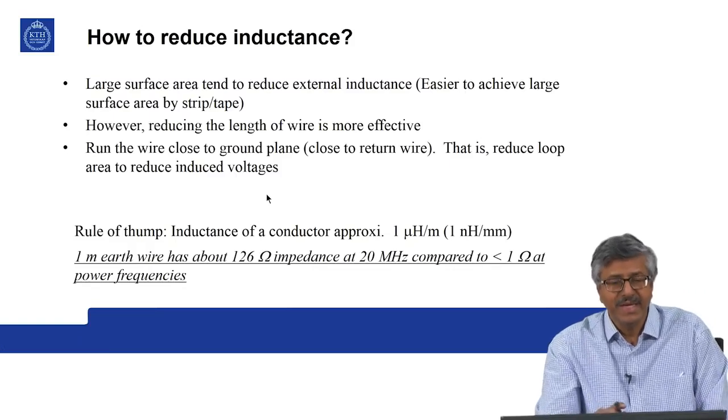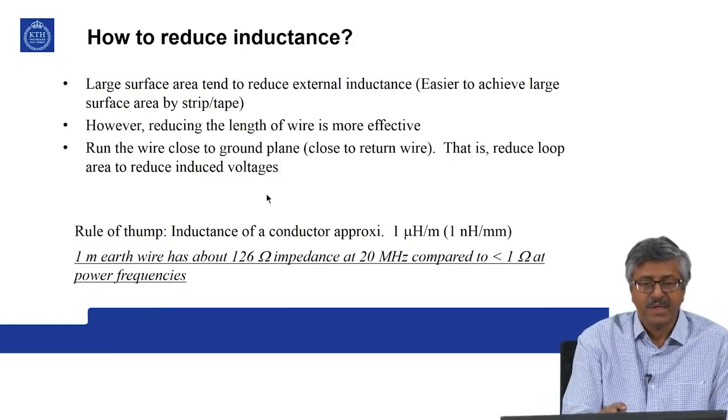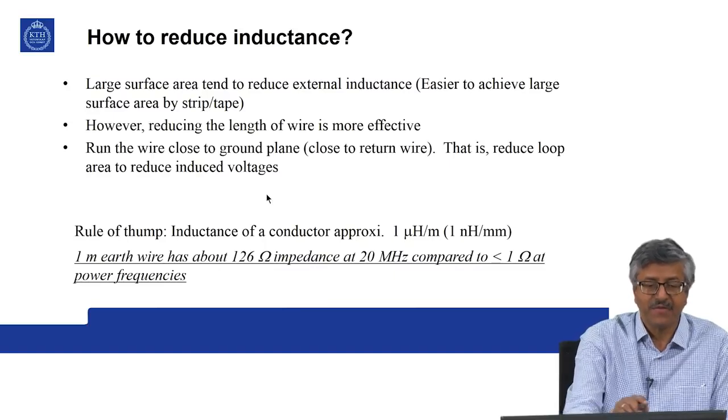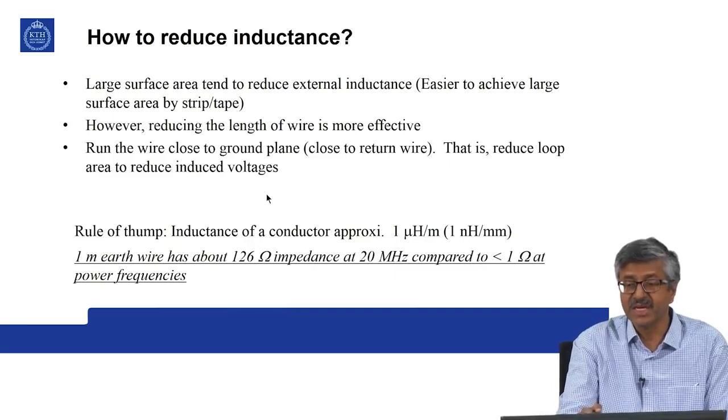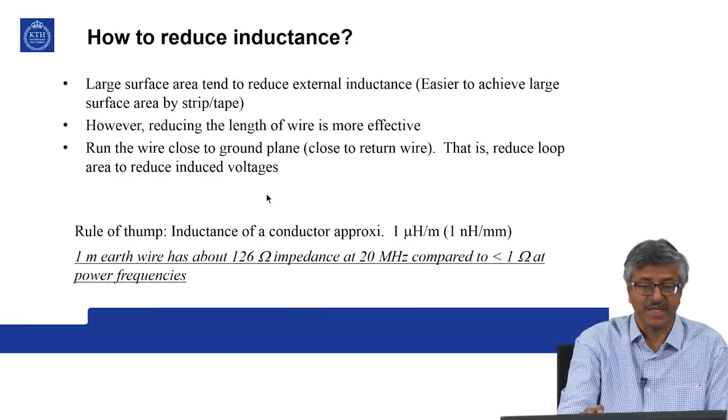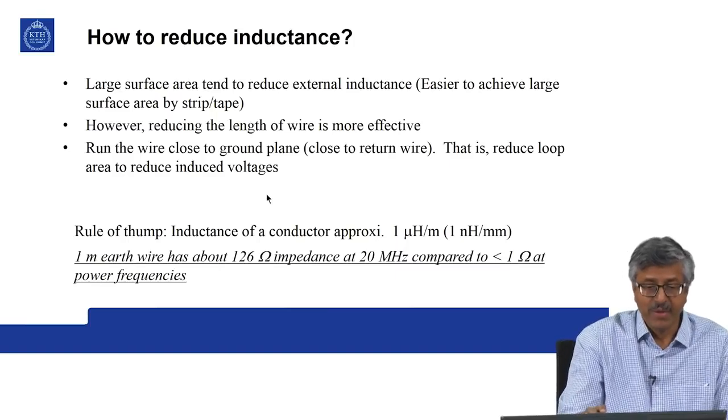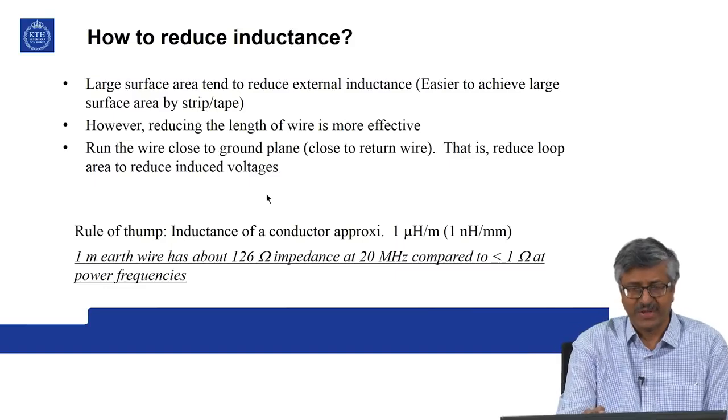Then how to reduce inductance? As we have seen before, large surface area tends to reduce external inductance, and it is easier to achieve large surface area by strips or tapes rather than round conductors. However, reducing the length of the wire is more effective.